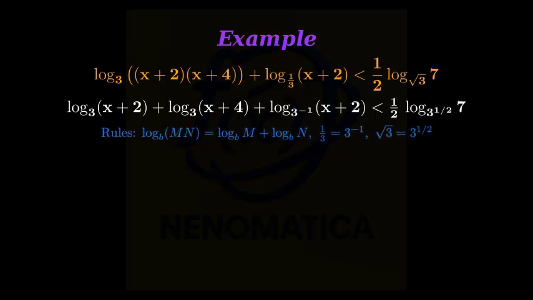Step 2. Convert each remaining logarithm so that the base is 3. Log base 3 to the power -1 of x plus 2 equals negative log base 3 of x plus 2, and 1/2 times log base 3 to the power 1/2 of 7 simplifies to log base 3 of 7.